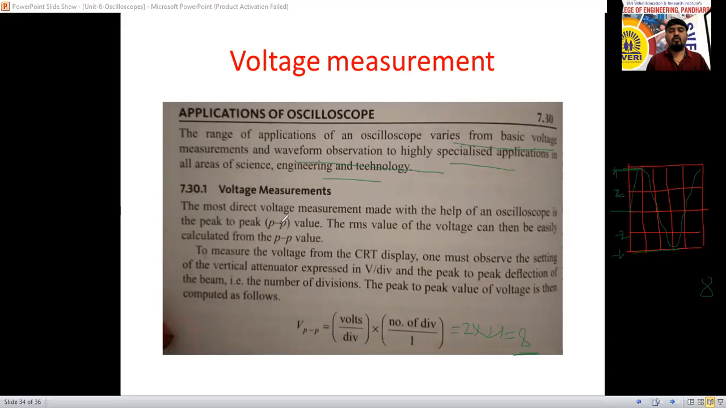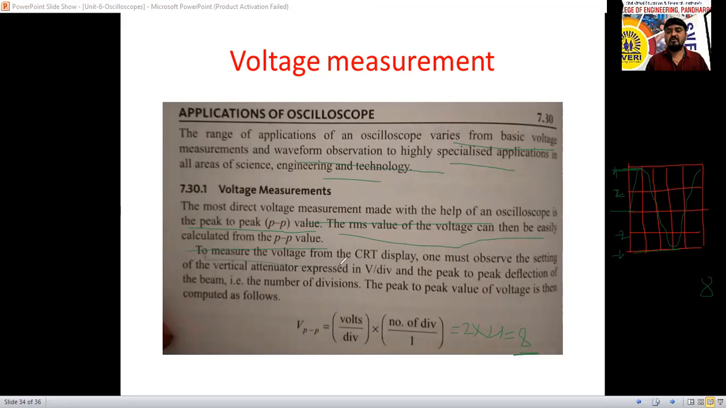See here. The most direct voltage measurement made with the help of an oscilloscope is the peak to peak value. The RMS value can then be easily calculated from the peak to peak value. We can convert the maximum value by dividing by √2, and like that the RMS value will come.